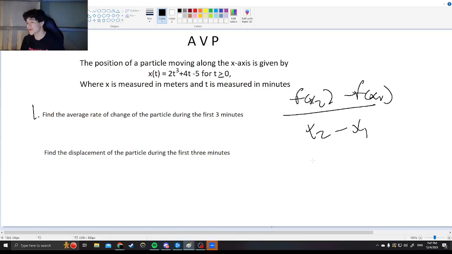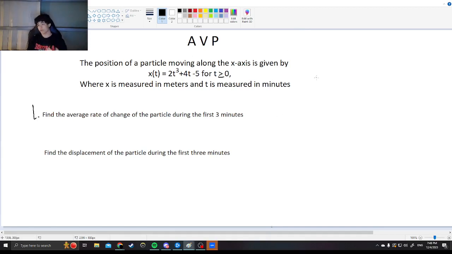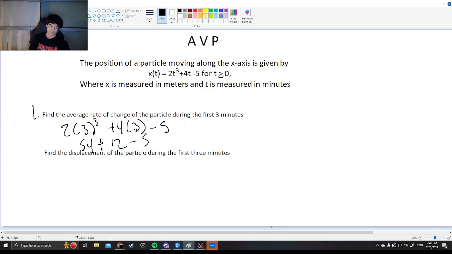You guys should know how to do this by now. Our f of 2 is going to be f of 3, and our x1 is going to be f of 0, right? So to do that, we plug 3 into this. We're going to get 2 times 3 cubed plus 4 times 3 minus 5. We simplify this out. 3 cubed is 27 times 2 is 54 plus 4 times 3 is 12 minus 5. We simplify this out, we get 61.